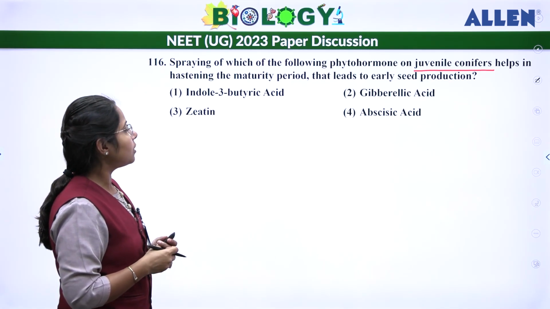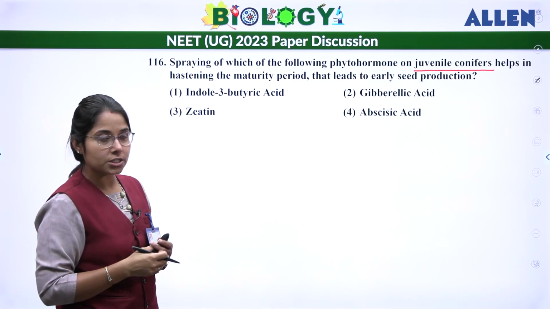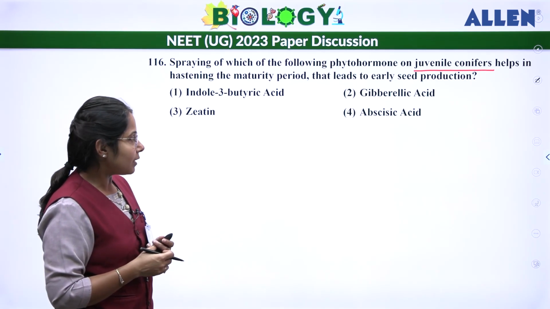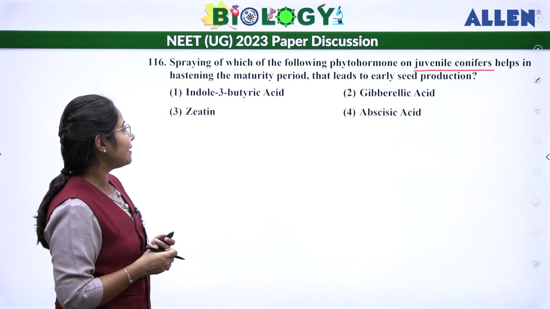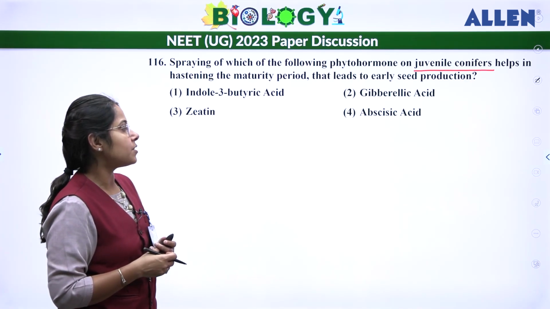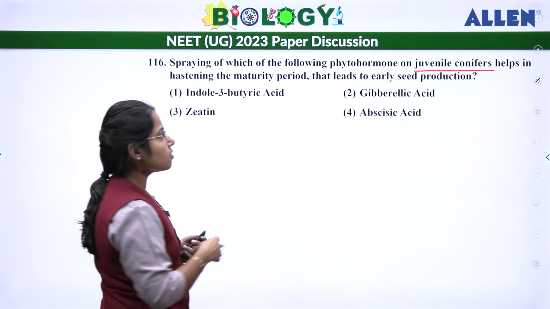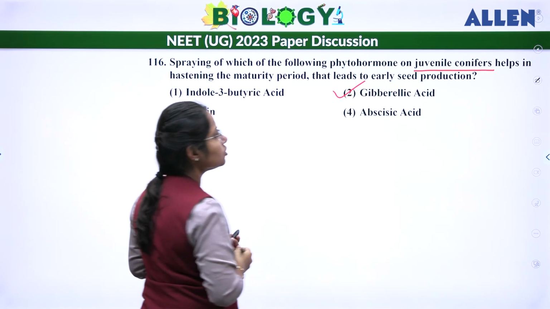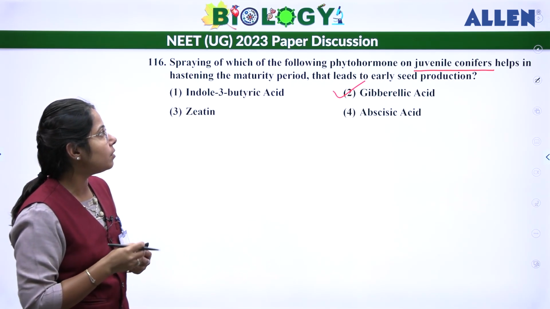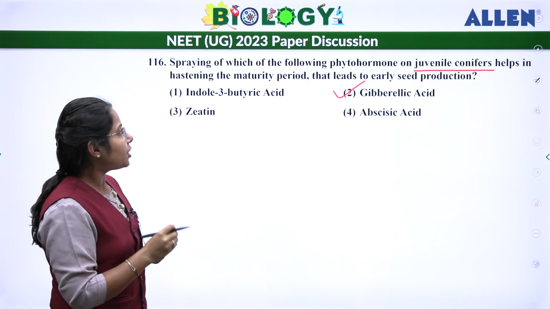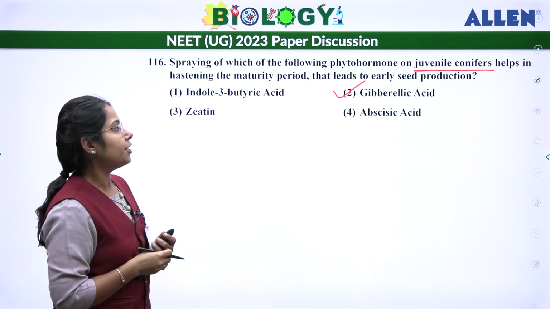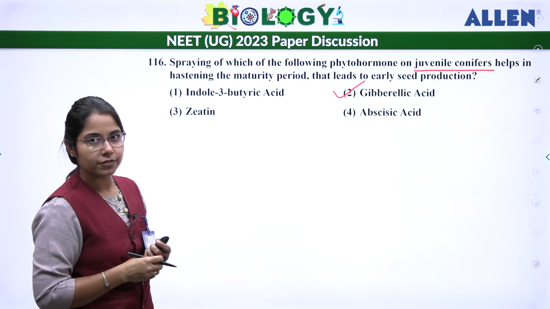First, indole 3-butyric acid, which is nothing but your auxin. Second, gibberellic acid. Third, zeatin. And the fourth is your abscisic acid. Okay, so the correct answer for this will be your gibberellic acid. Gibberellic acid is responsible for the shortening of the maturity period for your juvenile conifers.